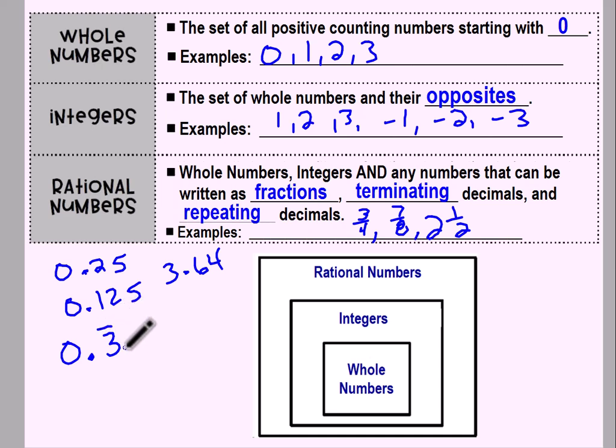That's the repeat bar. When you see that bar above the number, that means that number is repeating, and it keeps going on and on and on. So it is a repeating decimal. It doesn't terminate. It doesn't stop.